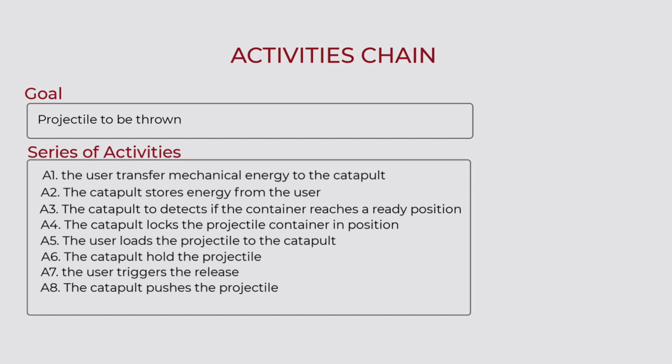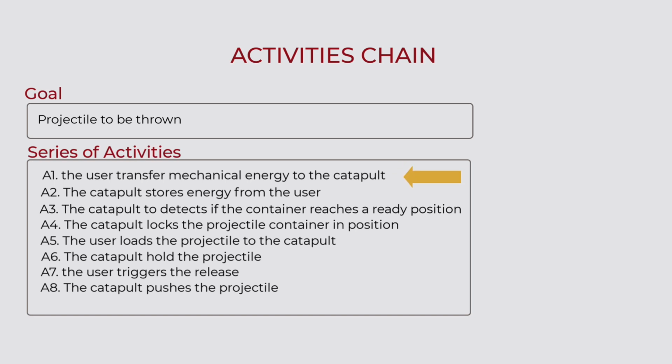One of the best ways to learn is through demonstration, so I will guide you step by step in creating an activity chain. Before we begin, let me show you what we will create. We will create an activity chain with a single goal and consisting of 8 activities. The goal for our activities chain is for the projectile to be thrown. Additionally, the activities chain consists of 8 activities.